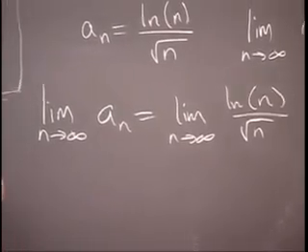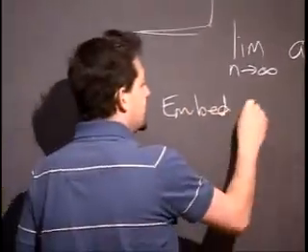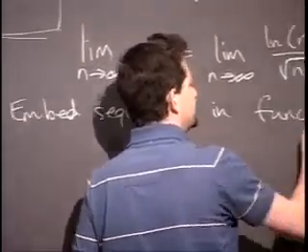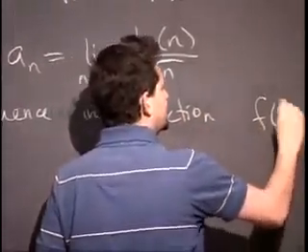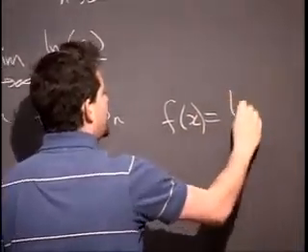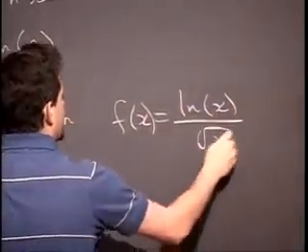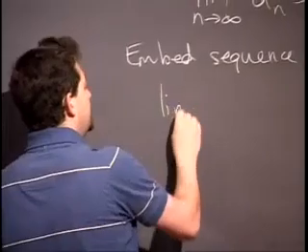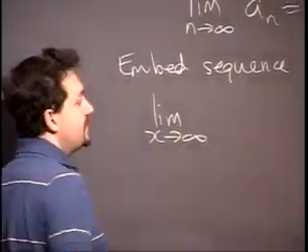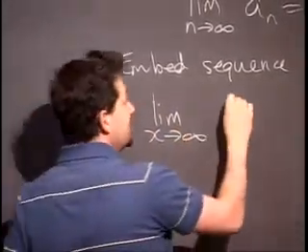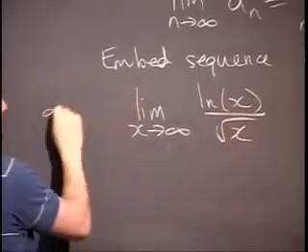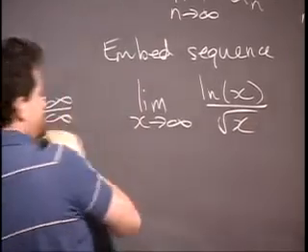You should say: embed the sequence in the function f of x equals log x over root x. So we've embedded the sequence in this function. Now, the limit as x goes to infinity, and I'm thinking of x as a continuous variable now, of log x over root x, well, now we can use L'Hopital's rule because it's infinity over infinity.